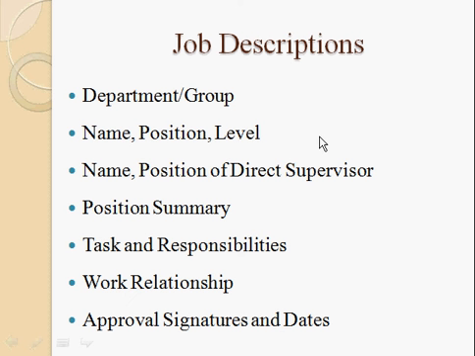So the job description should have other information as well, like what is the department, what group he is following, what is the name, position, level, who is the direct supervisor, and the position summary, because he has to have his summary available in the job description. What are the tasks and responsibilities, what is the work relationship. This job description document should be approved, signed and dated by the immediate supervisor and test facility management.